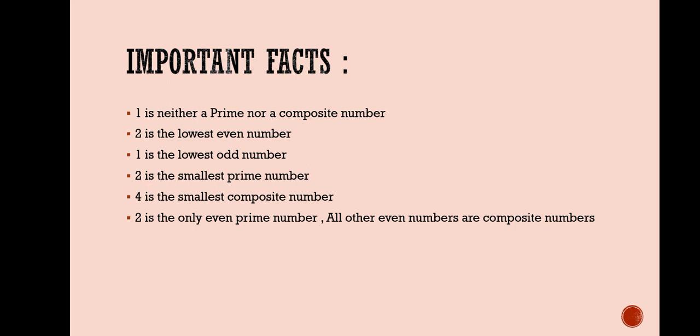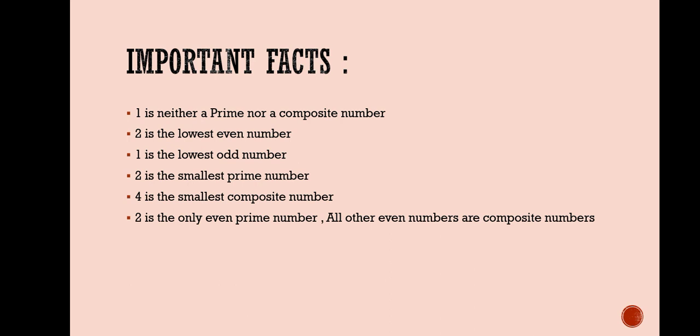1 is neither a prime nor a composite number. 2 is the lowest even number. Lowest means smallest even number. 1 is the smallest or lowest odd number.